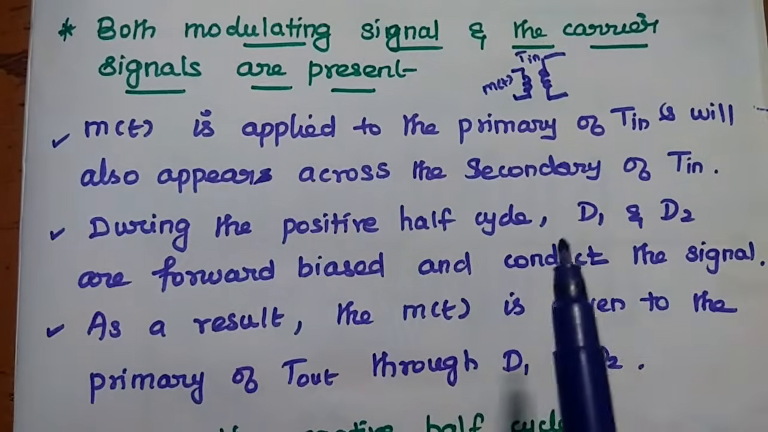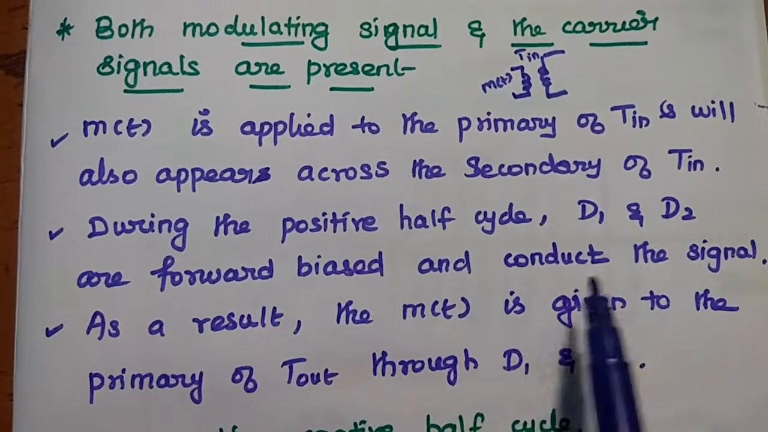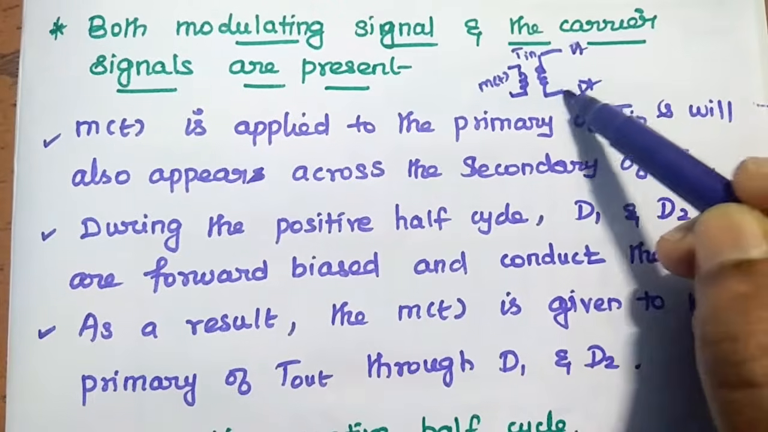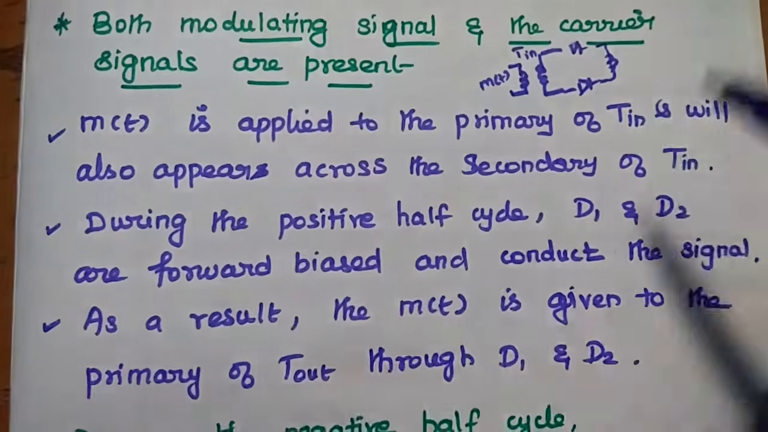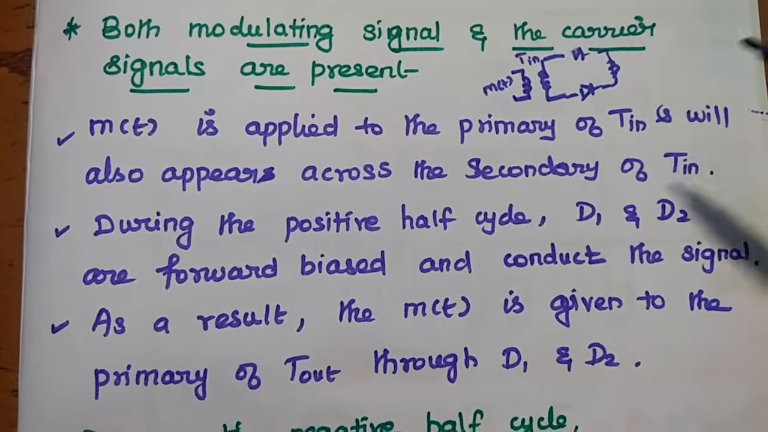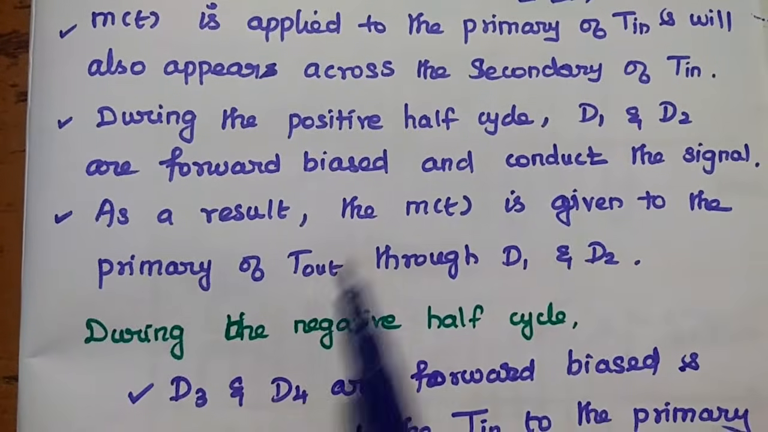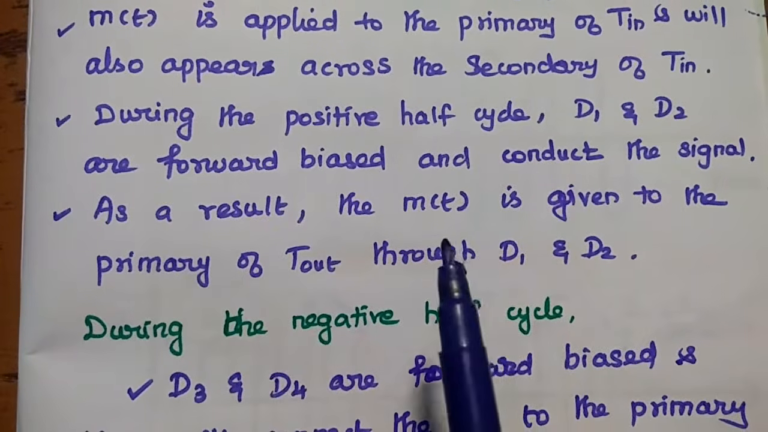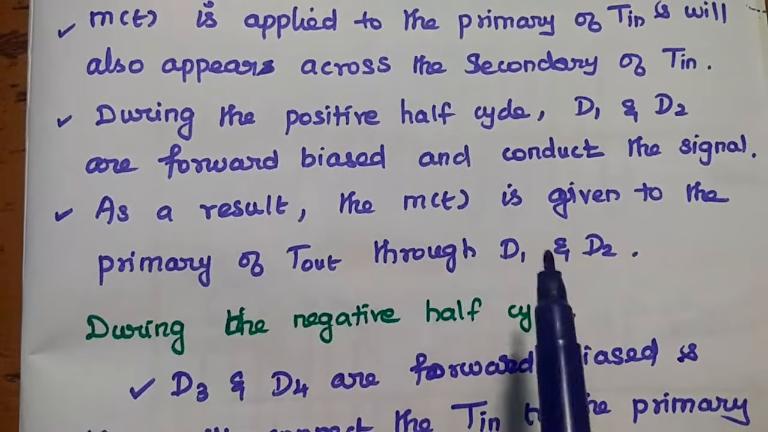So during the positive half cycle of the carrier signal, D1 and D2 both are forward biased and conduct the signal. Here, this is D1, this is D2, both are in forward bias. They can conduct the current, and then the same amount of signal is present at the output transformer side. Okay, so that's what is given over here. During the positive half cycle, D1 and D2 are forward biased and conduct the signal. As a result, the modulating signal is given to the primary of the output transformer through D1 and D2.